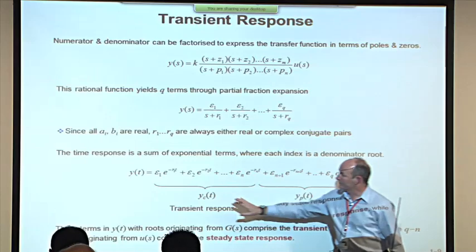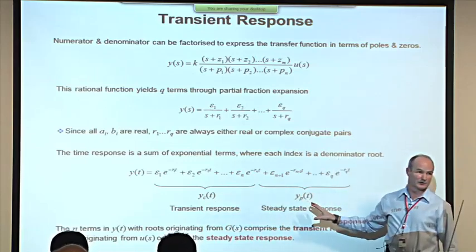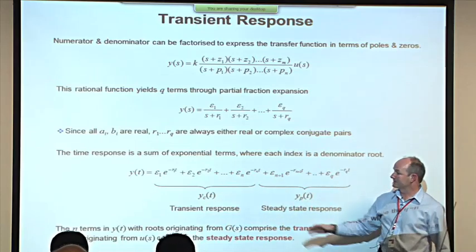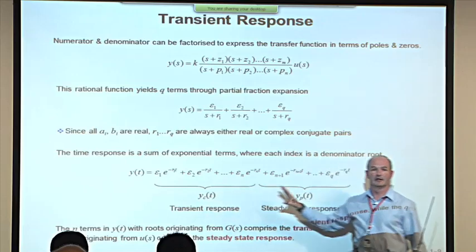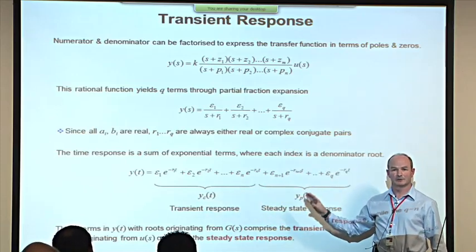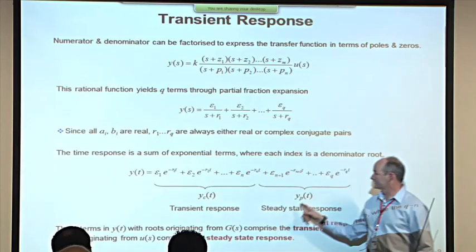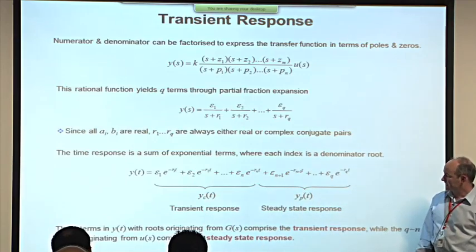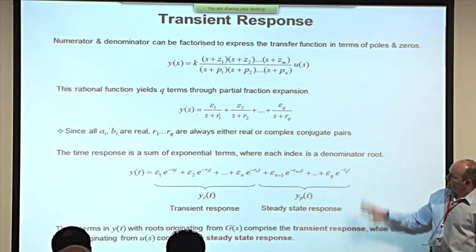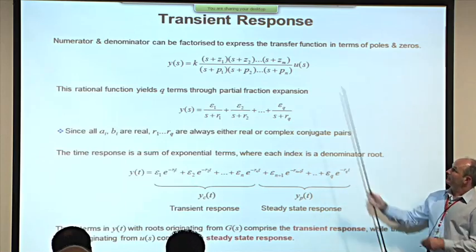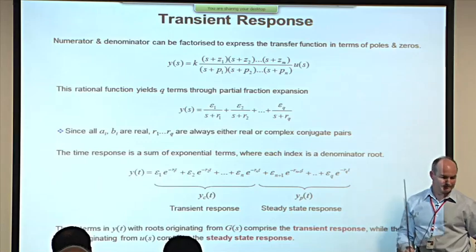You might have heard them called the free response and the forced response. Or in mathematics, these are called the complementary function and the particular integral. There are other names too, but those are the most common ones, which is why I've used C for complementary function and P for particular integral, if you're interested. So here then is the transient response and how it relates to the transfer function.